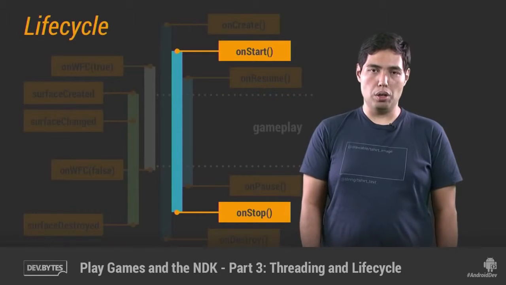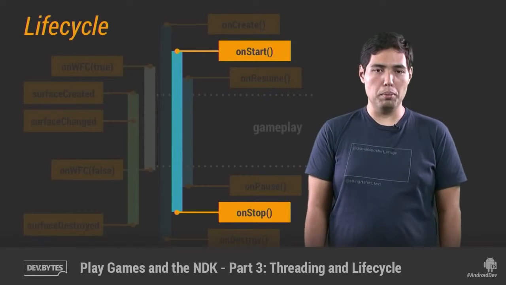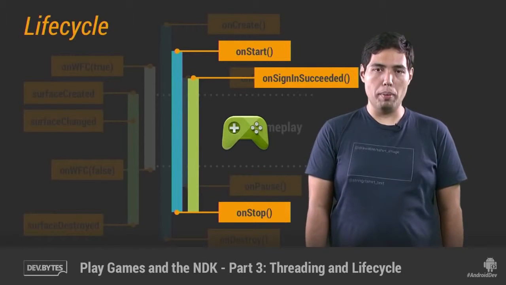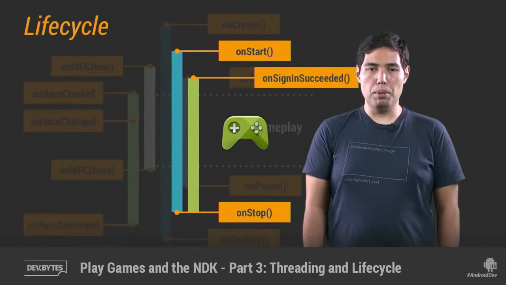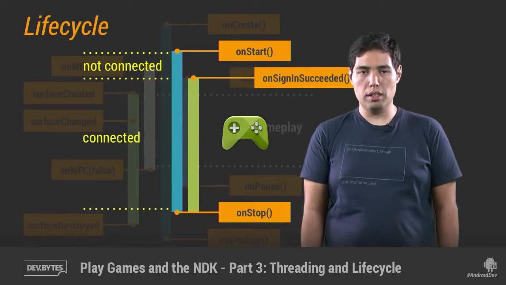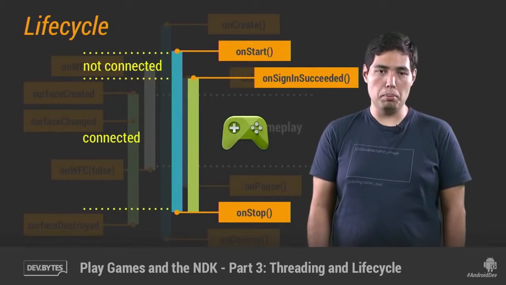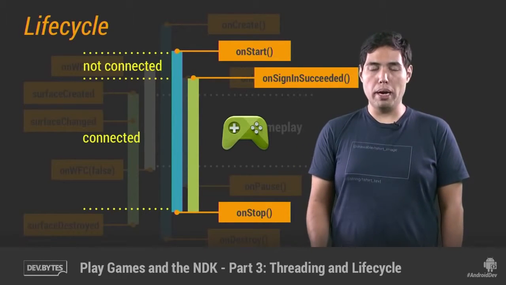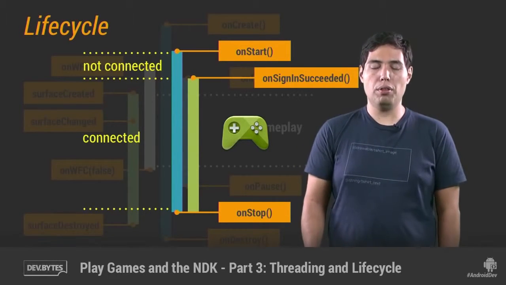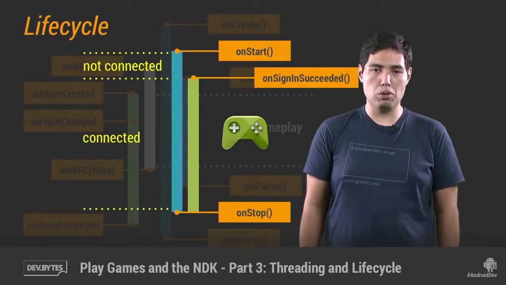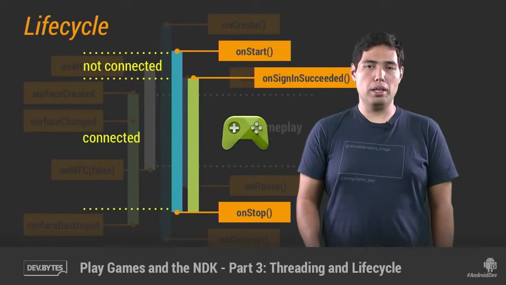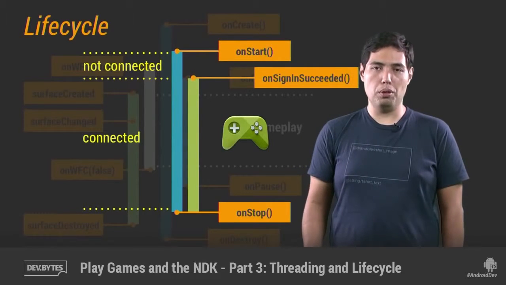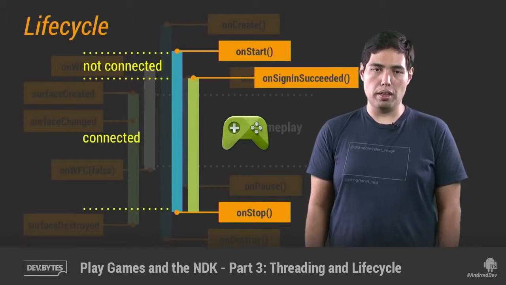Whenever you get the onStart callback, you're not connected to Play Games. And then you have to wait for the onSignInSucceeded or onSignInFailed callback. So there is this window of time between onStart and onSignInSucceeded where your activity is started. It may even be resumed or have window focus. You may even have the GL surface, but you might not be connected to Play Games because you're waiting for the onSignInSucceeded or onSignInFailed callbacks to be called. Only after that point are you actually connected to Play Games and you can make API calls. And remember that when you get onStop, you get disconnected from Play Games. So this is what the lifecycle looks like.